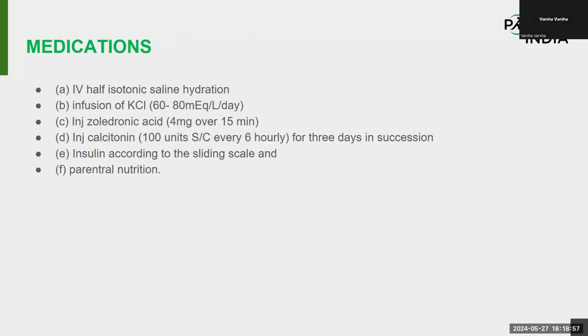In the treatment aspect, the medications given were IV half isotonic saline hydration, infusion of KCl 60 to 80 milliequivalent per liter per day, injection of zoledronic acid 4 milligram over 15 minutes, injection of calcitonin 100 units subcutaneous every 6 hours for 3 days in succession, and insulin according to the sliding scale. And the patient was kept on parenteral nutrition.